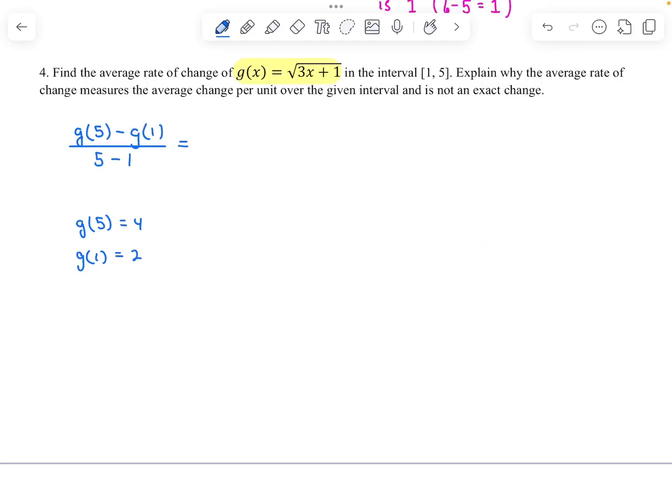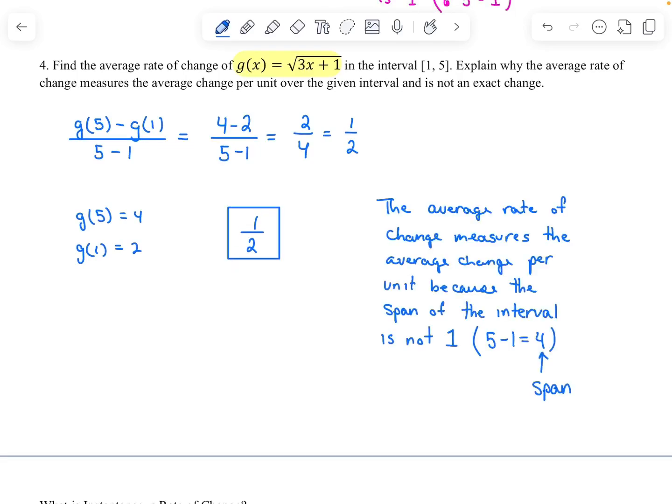So the average rate of change is 4 minus 2 divided by 5 minus 1, which is 2 divided by 4, which reduces to 1/2. So the average rate of change of g of x over the closed interval 1 to 5 is 1/2.